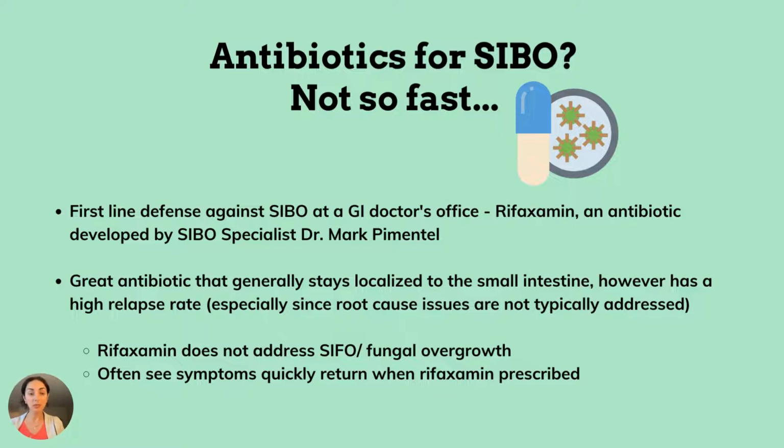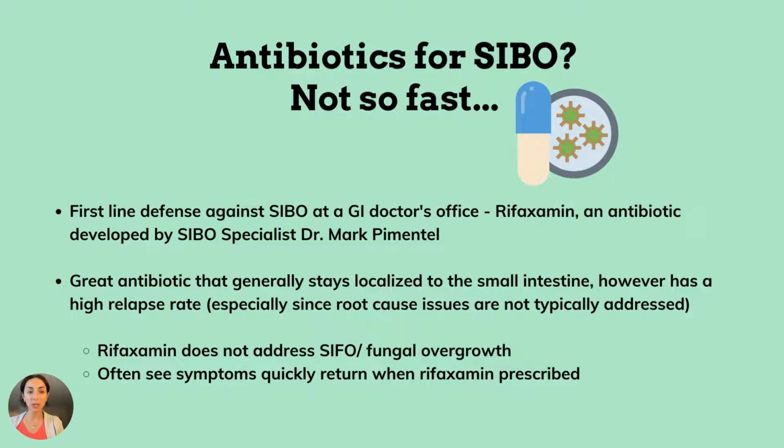With the benefits of rifaximin, it's a great antibiotic that generally stays localized to the small intestine. So it's not really killing a lot of bacteria in your large intestine, which is good, but it also does not affect SIFO or fungal overgrowth. And typically these are pretty much going hand in hand. We have bacteria, we have fungi. So a lot of times we don't see benefits from rifaximin because we still have fungi overgrown in the gut, if you're getting my drift.